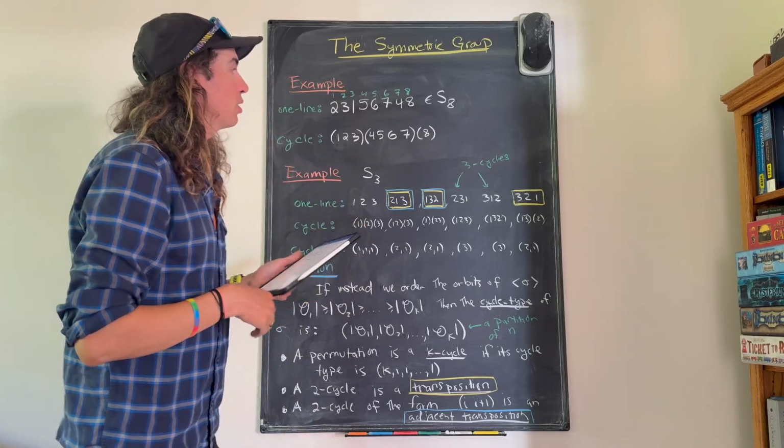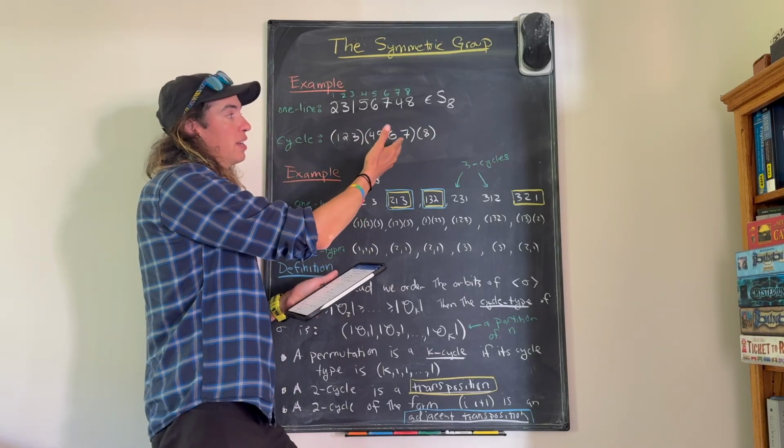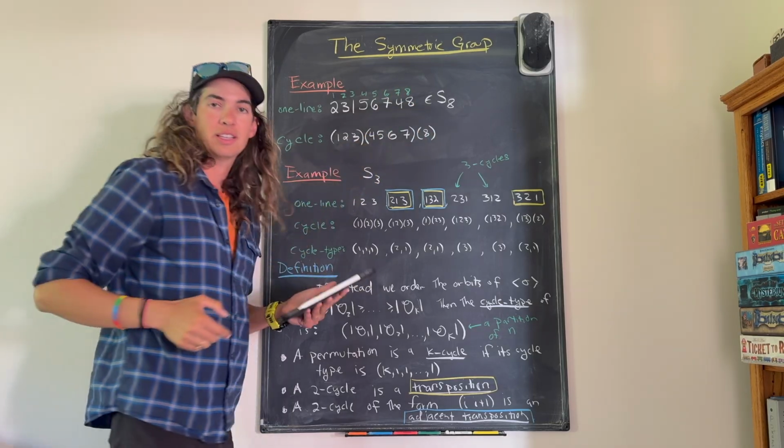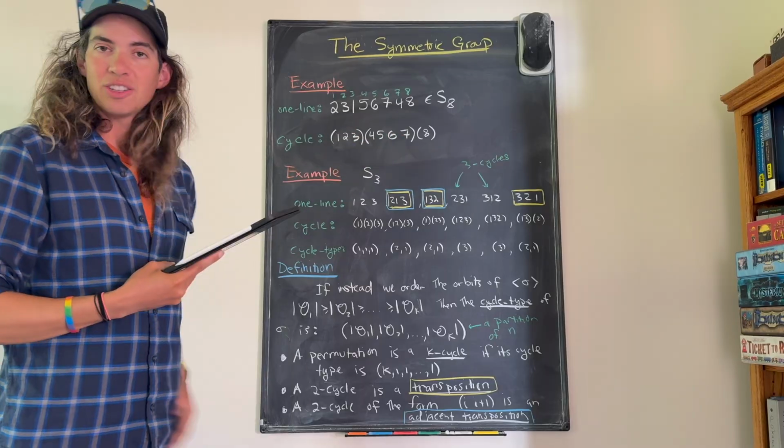Now I pick the next smallest number that isn't already written down. In that case, it's just 8, and 8 goes to itself, so I just close it off in a single parenthesis. And that's the cycle notation.